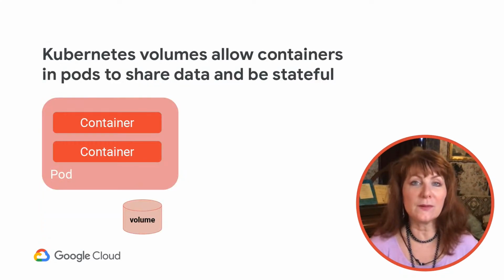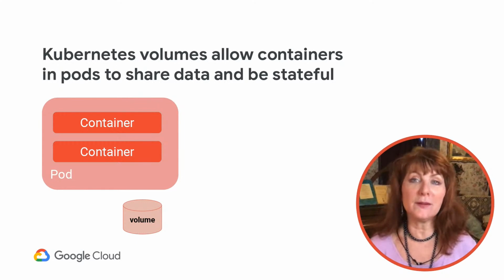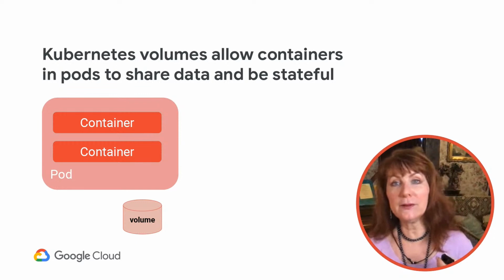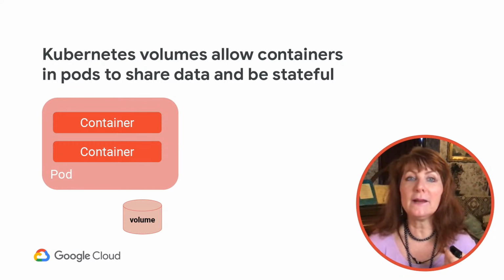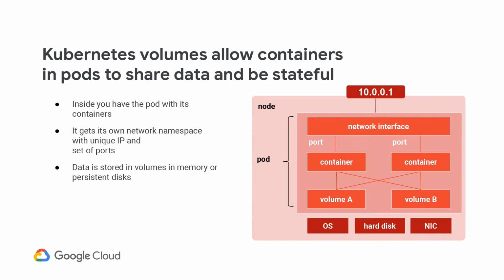Kubernetes volumes are a way for containers within the pod to share data, and they allow for pods to be stateful. There are a lot of different kinds of volumes in Kubernetes, and some of the volume types include long-lived persistent volumes, temporary, short-lived emptyDir volumes, and networked NFS volumes. Kubernetes volumes allow the containers and pods to share data and be stateful, as we mentioned.